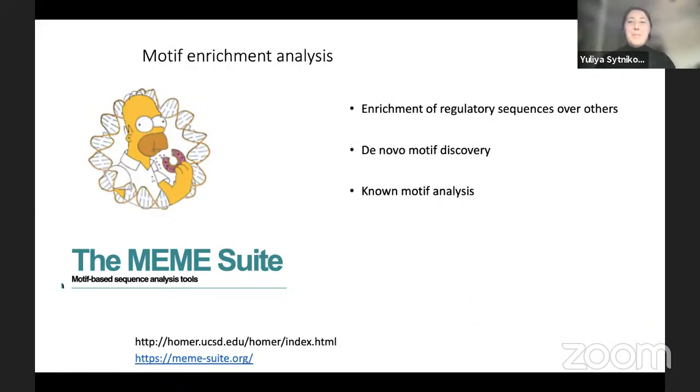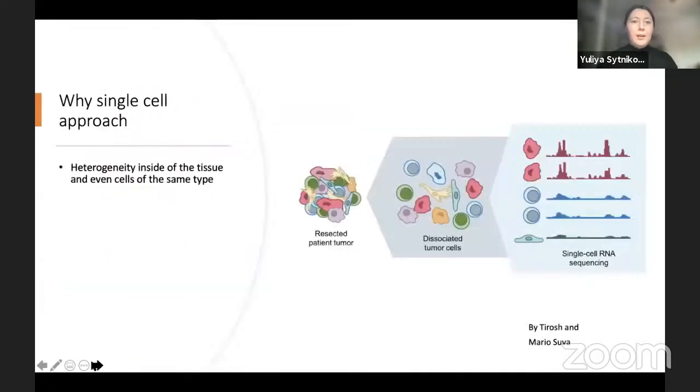Okay, which motifs are enriched, and also to figure out what known motifs, previously discovered transcription factors, are enriched in a particular region. So this method within the last 5 years was applied on single cell level.